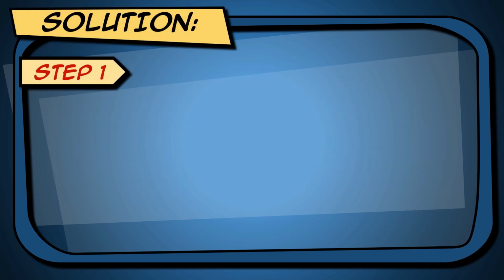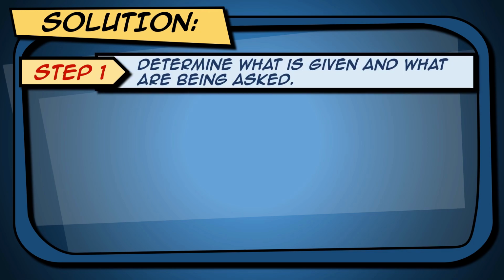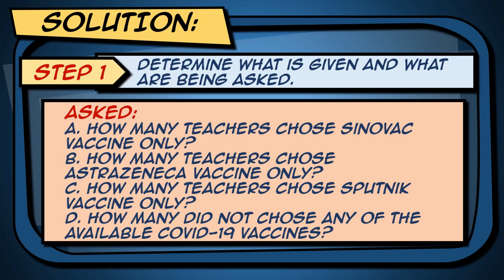Let's now solve. Step number 1. Determine what is given and what are being asked. So what are being asked? Letter A, how many teachers choose Sinovac vaccine only? Letter B, how many teachers choose AstraZeneca vaccine only? And letter C, how many teachers choose Sputnik vaccine only? And letter D, how many did not choose any of the available COVID-19 vaccines?